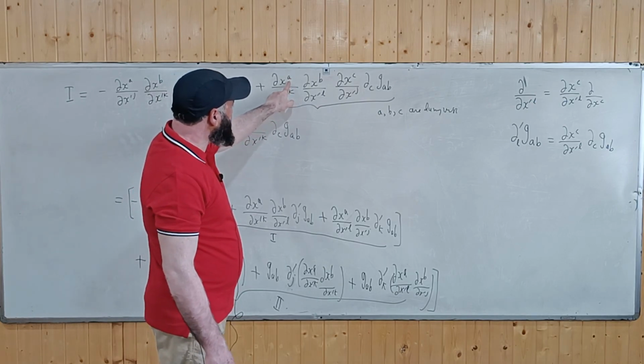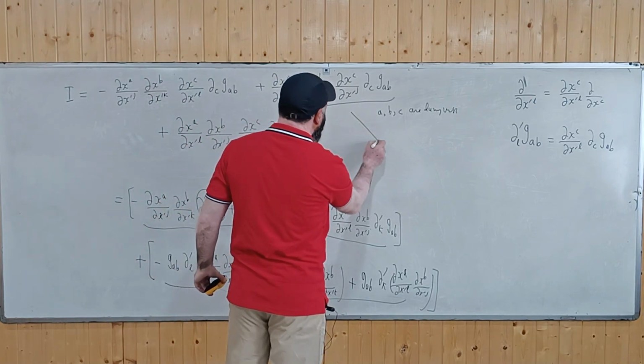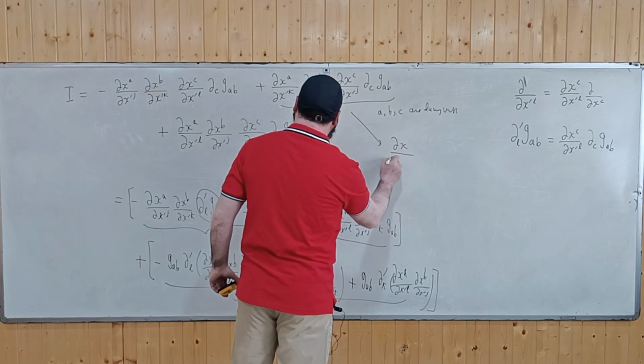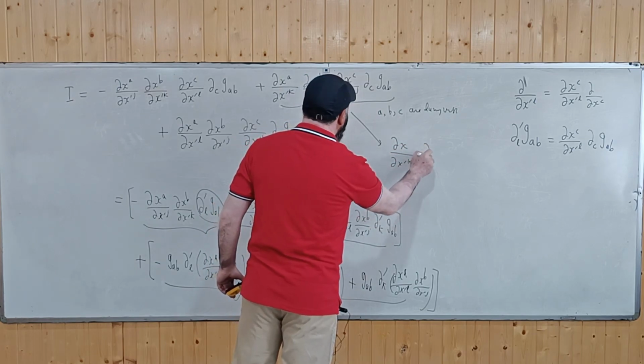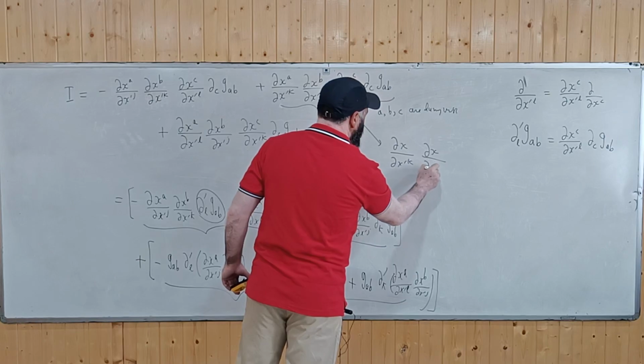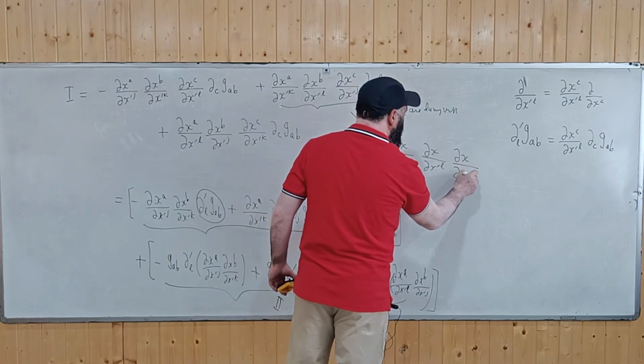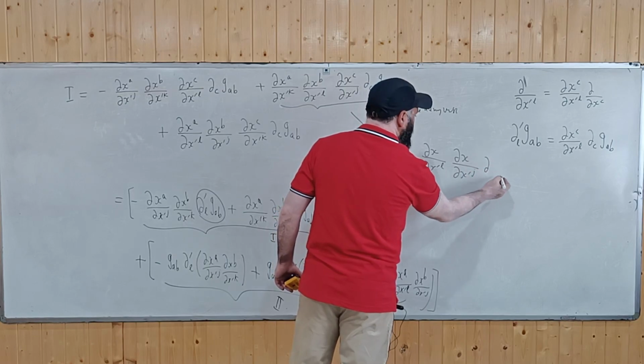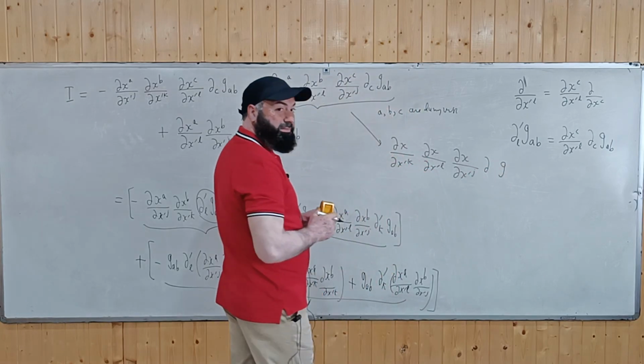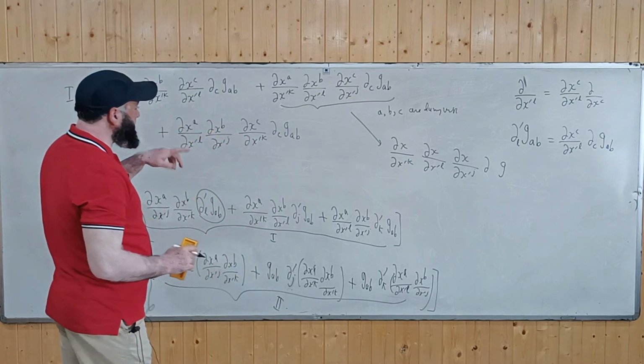Let me use this A, use this thing. So this I can put like this. Partial x, let me write it. Partial x prime k, partial x by partial x prime L. Then I can write partial x by partial x prime j. Is it? You are having partial g. Clear? Like this. Now take a look.